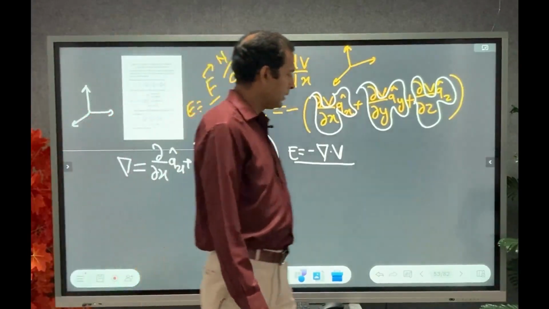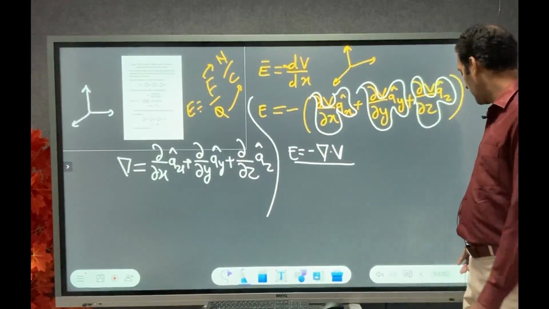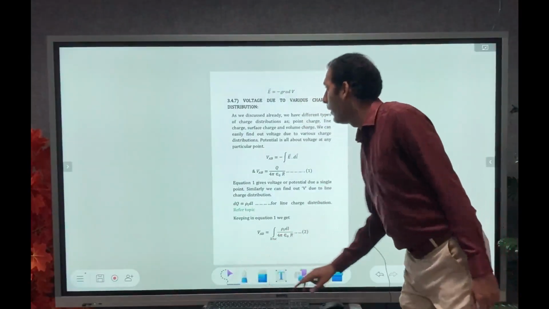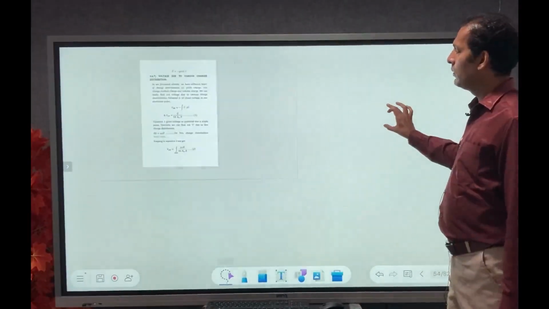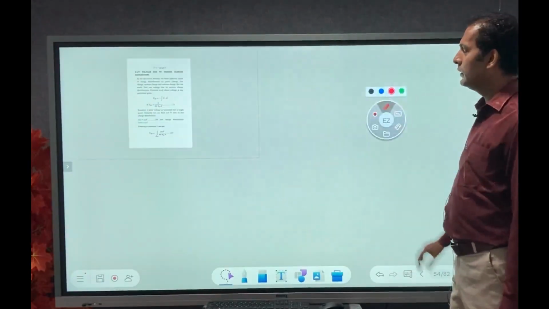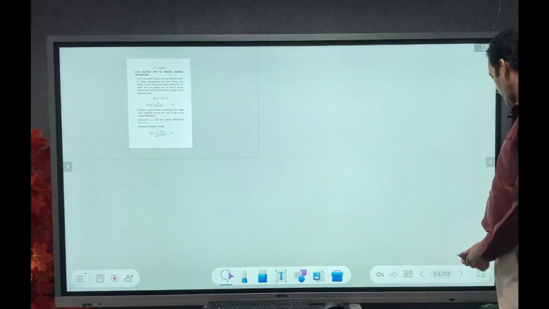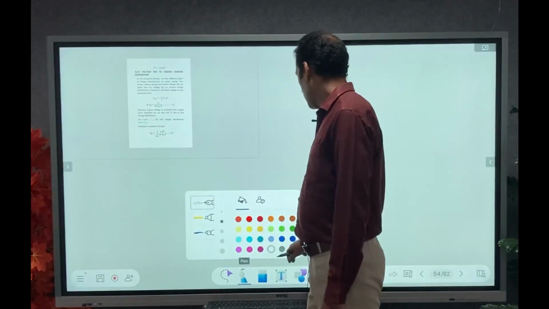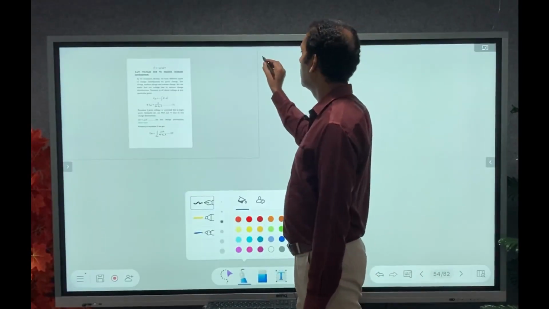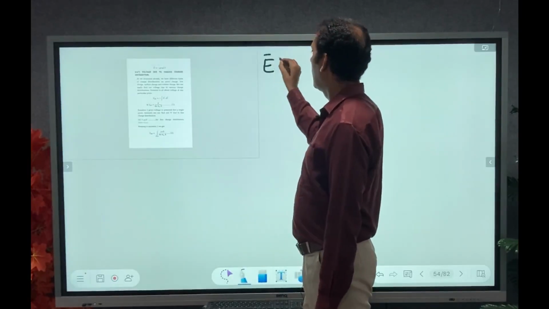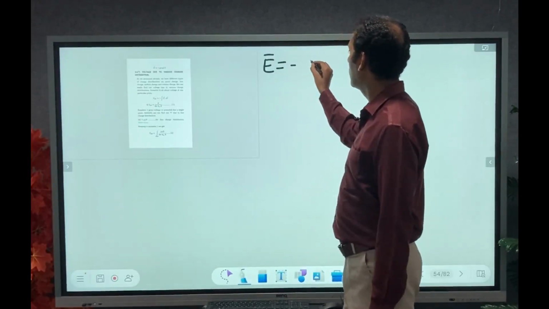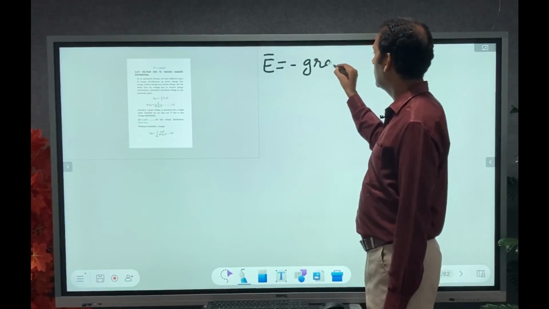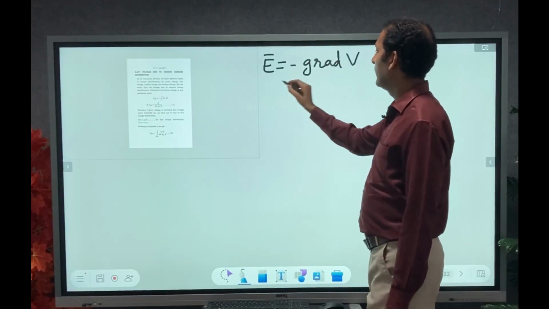In other words, what we can say is E is equal to the negative of the gradient of the voltage. So here what is our takeaway? E bar will be equal to minus del dot any scalar, which is nothing but minus the gradient of V.